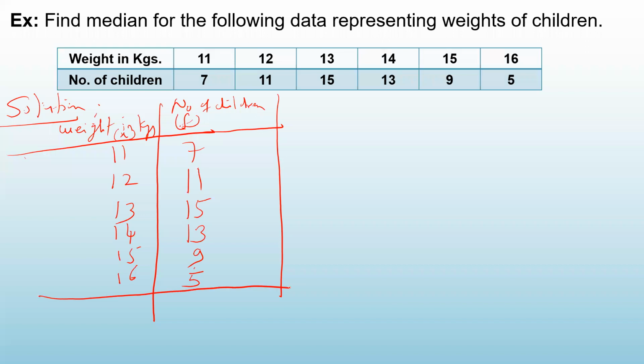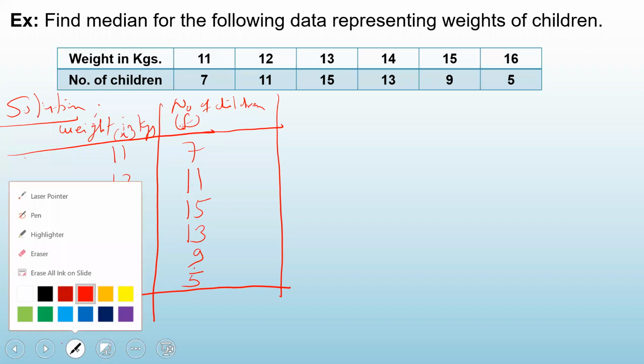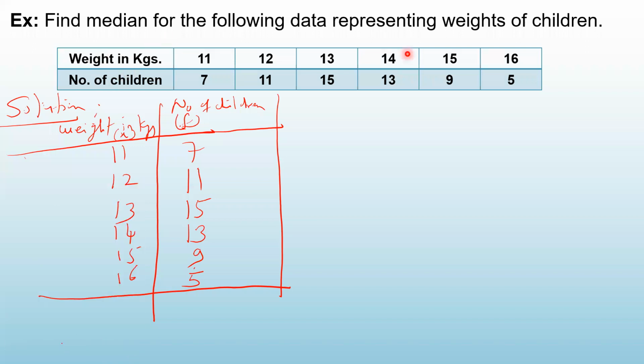What I have done, this table I have written vertically, that's all. See here, the table was horizontal, I have written the table in a vertical form. Okay, you can do it anyway. So the first column is giving me weight, which I denote by x, it is my variable x. Second column is giving me its frequency. So 11 is repeated 7 times. There are 7 children whose weight is 11. There are 11 children whose weight is 12. So that means 12 is repeated 11 times.